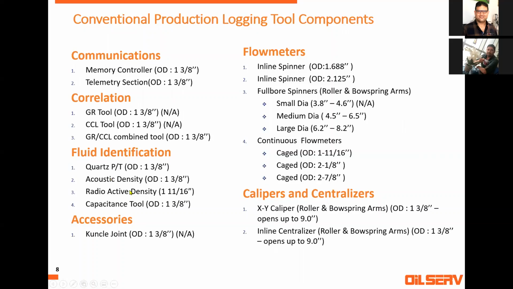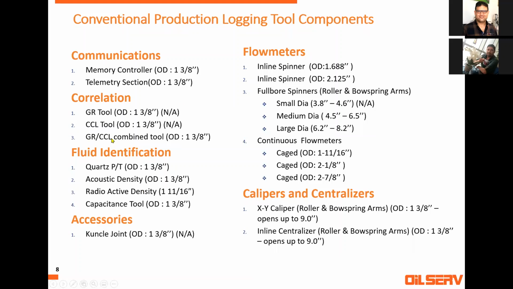A fluid identification group. Okay, this is really tricky. Quartz pressure and temperature, acoustic density, radioactive density, capacitance. Radioactive density and acoustic density, these tools will see the density of the wellbore fluid that's producing or static in the wellbore. Capacitance will see the dielectric of the fluid in the wellbore, which is like a 0-1 tool. It's either seeing water or hydrocarbon. It cannot really distinguish hydrocarbon from gas. It's also called the water hold-up tool.